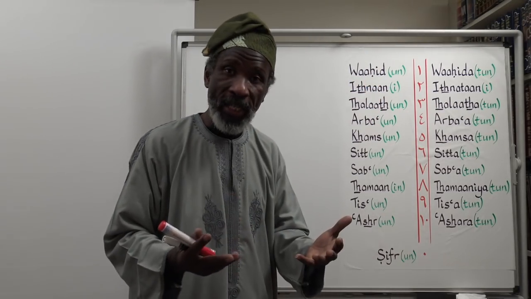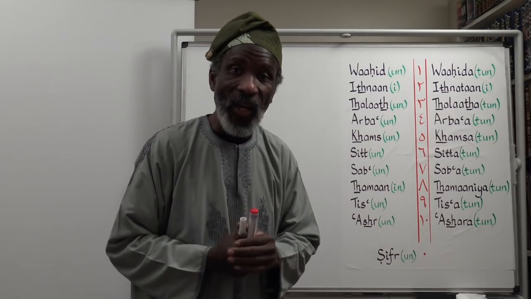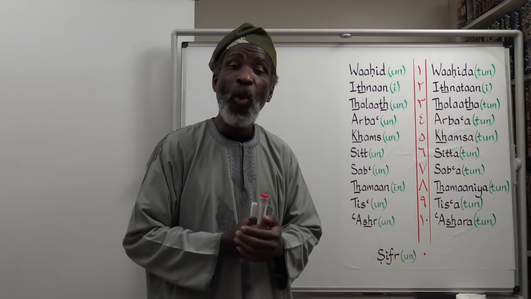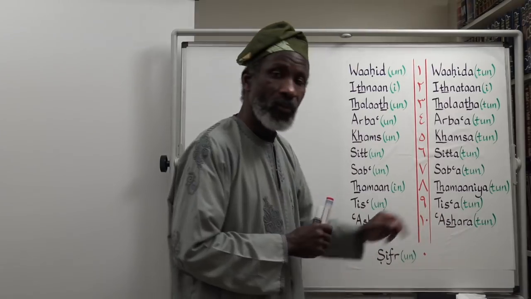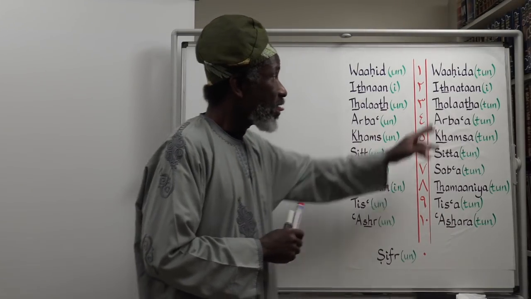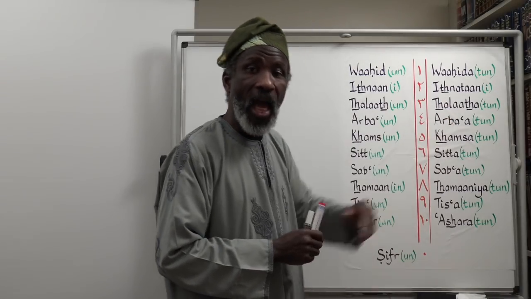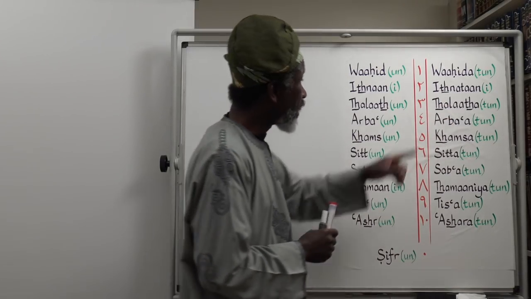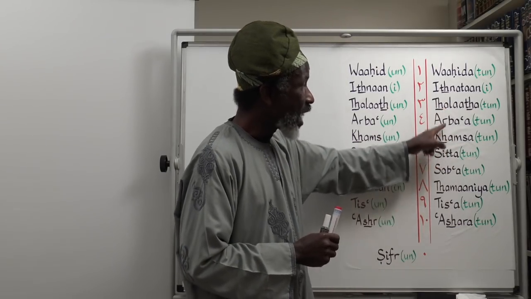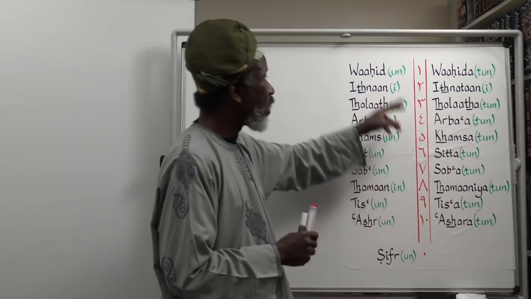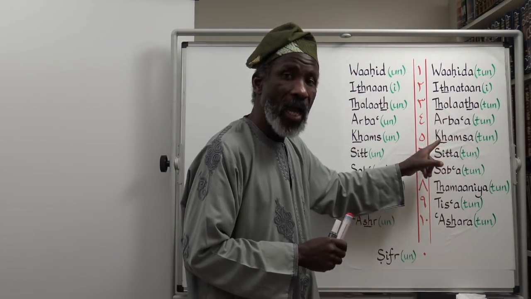Together, wahid, ithnan, wahid, ithnan. Then, let's do the rest from here. It's easier. Thalatha, arba, khamsa. Thalatha, arba, khamsa. Wahid, ithnan, thalatha, arba, khamsa.